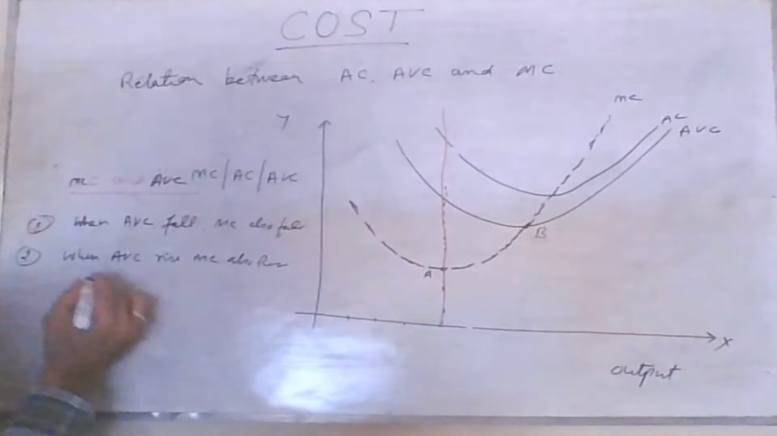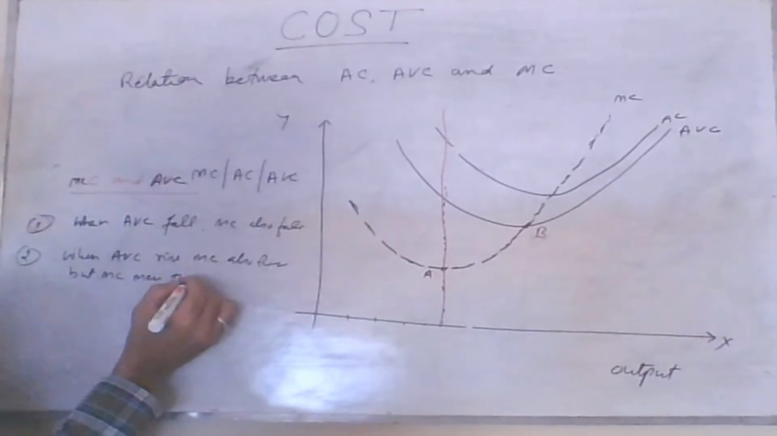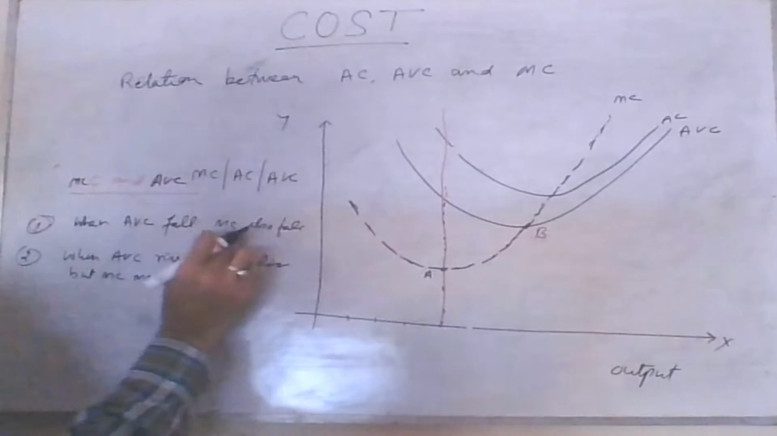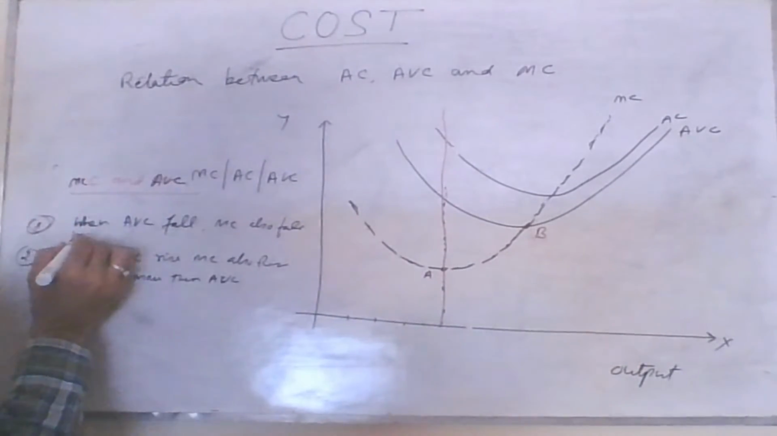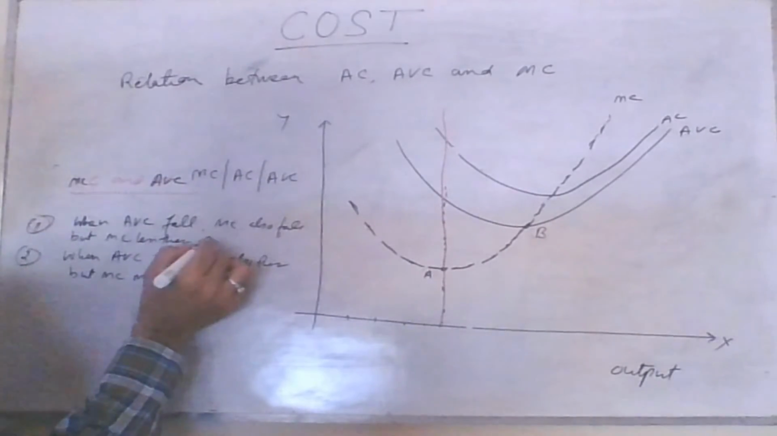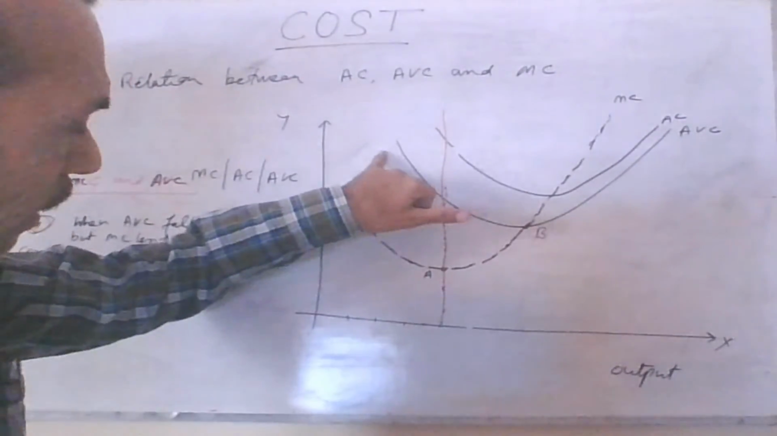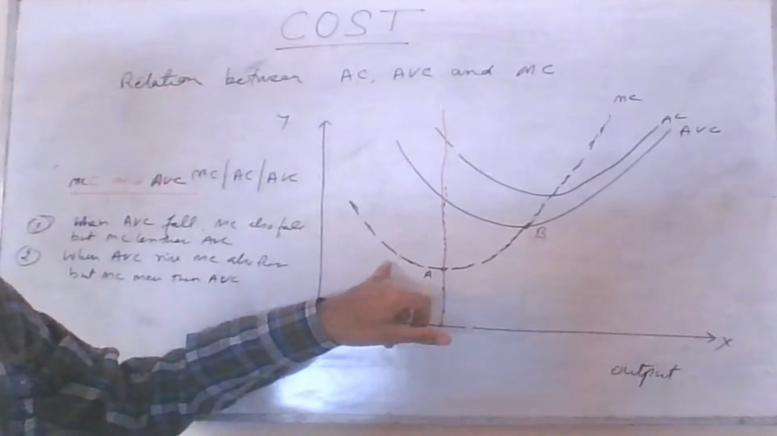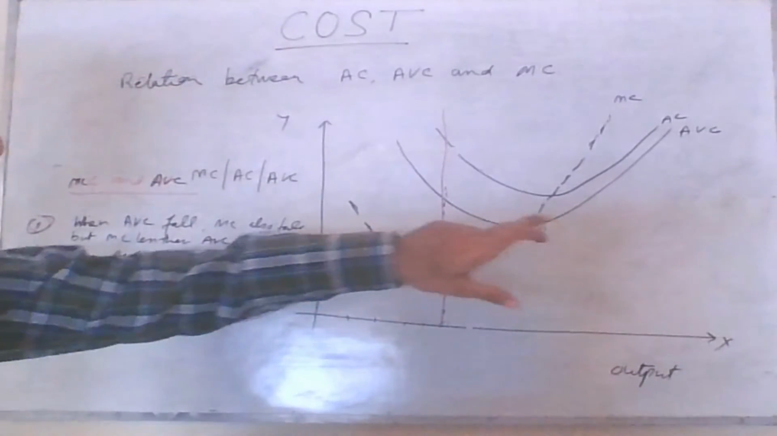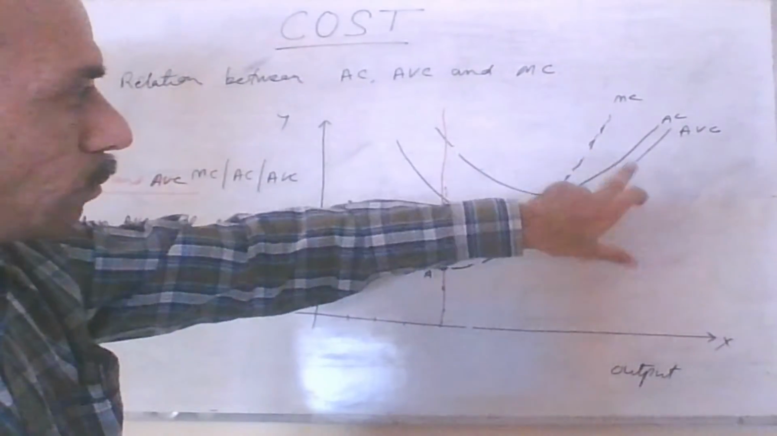In the first point, when AVC falls, MC also falls, but MC is less than AVC. Second, when AVC rises, MC also rises, but now at this point MC is more than AVC.